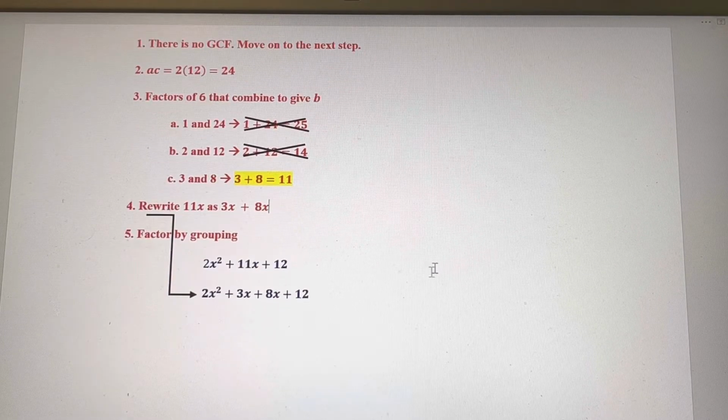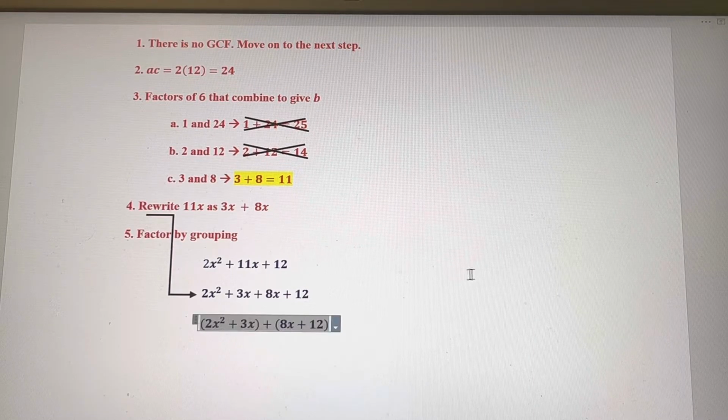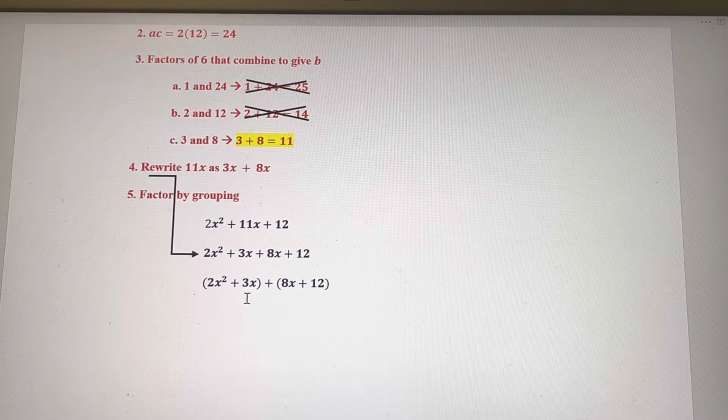Now we just factor by grouping. Let's group the first 2 terms together and the last 2 terms together. If we look at the first binomial, they only have an x in common, so let's take out an x, and we're left inside parentheses with 2x plus 3. Over here, 8x and 12 are both divisible by 4, so we take out a 4, and we're left with 2x plus 3. Remember, these binomials should match. They do.